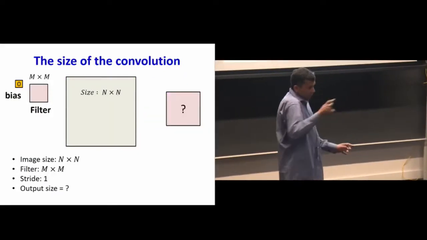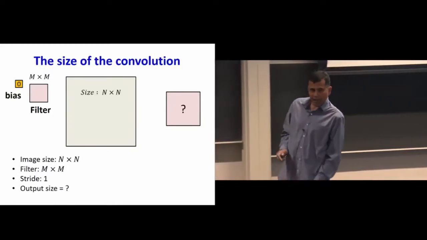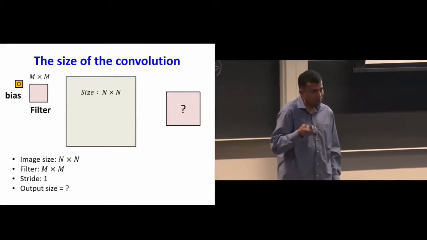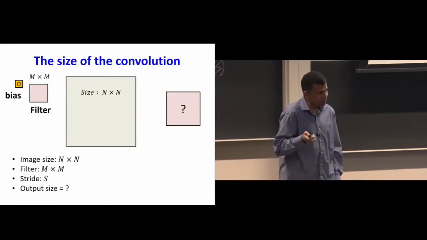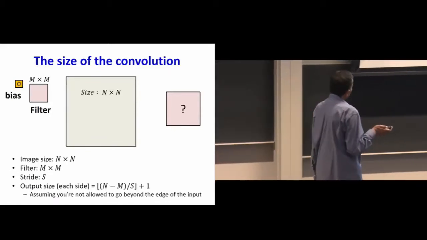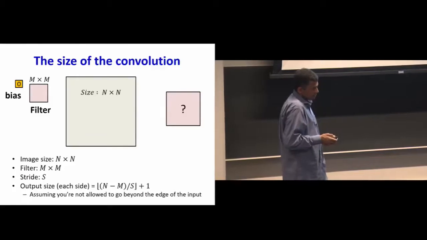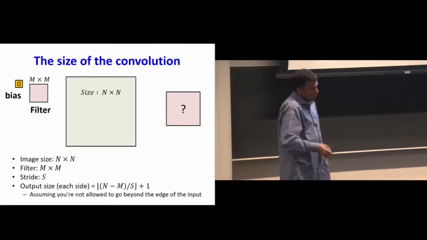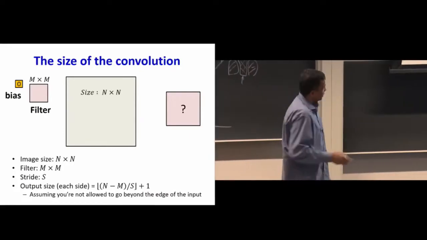So in general, if my original image is n cross n and my filters are m cross m, the result is going to be n minus m plus 1, right? Or in general, if I have a stride of s, that's going to be (n minus m) over s plus 1, the floor, right? You're going to be jumping around. The thing shrinks.